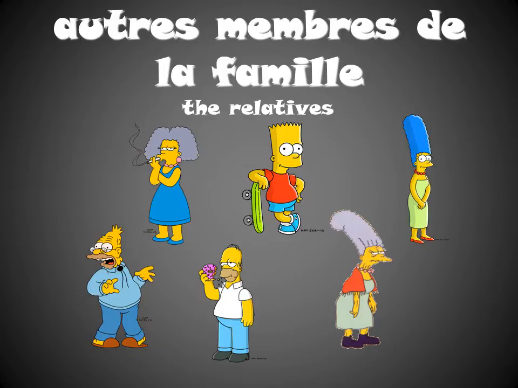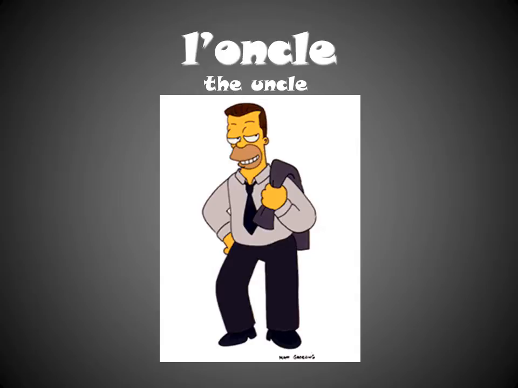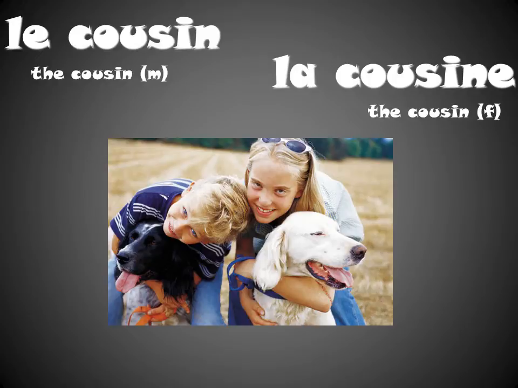So, autres membres de la famille, other members of the family, the relatives. Here's some more. La tante. L'oncle. You need to fill in l'oncle to the left of la tante on your sheet. L'oncle is the uncle. And we have l'apostrophe because of the two vowels. The cousin, le cousin. The cousin female, la cousine. Again, not to be confused with la cuisine, which is the kitchen in your house. This is la cousine.